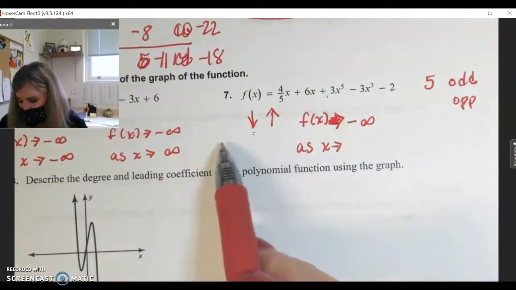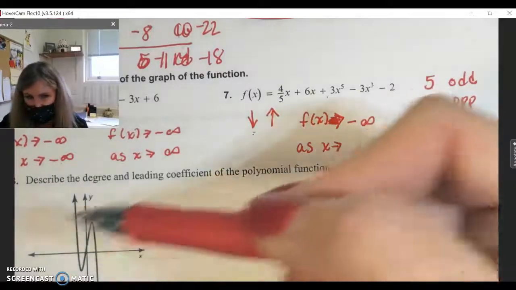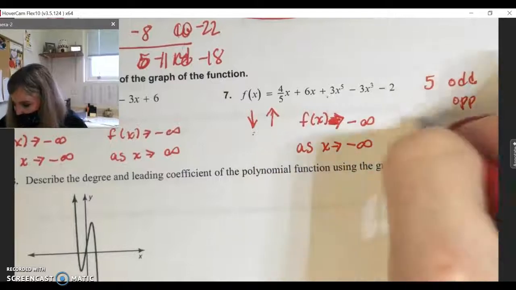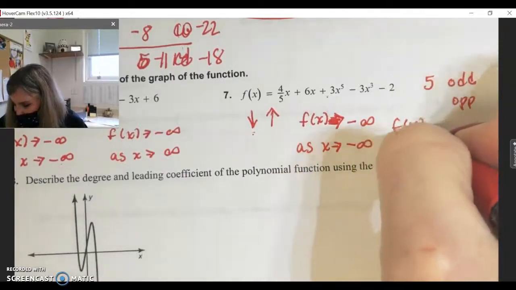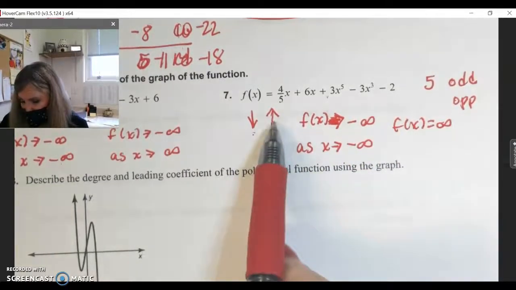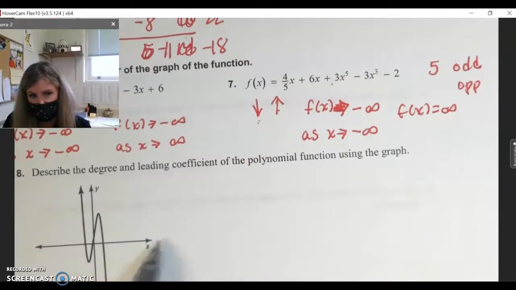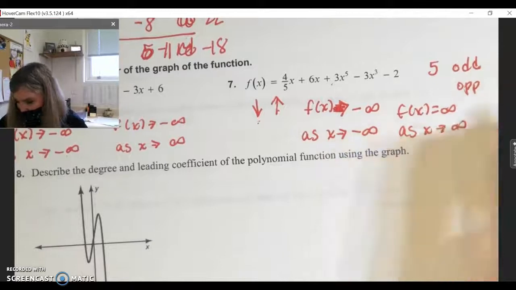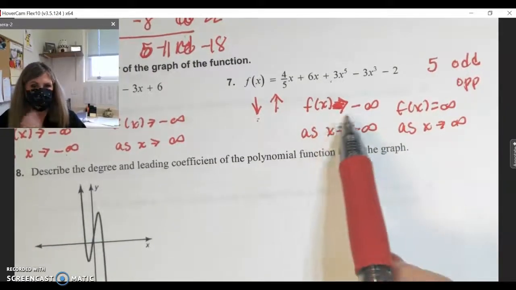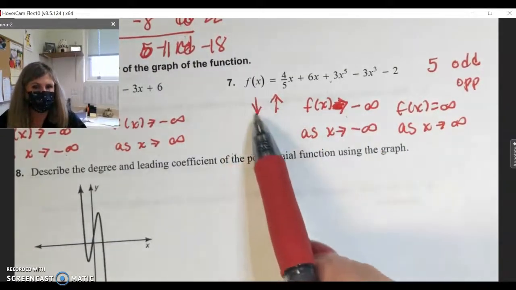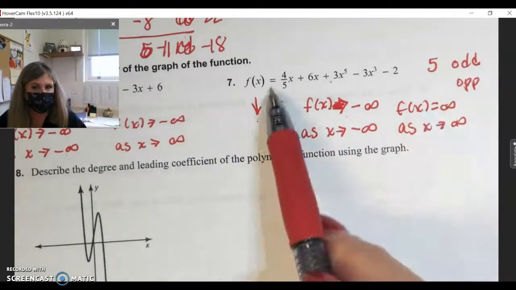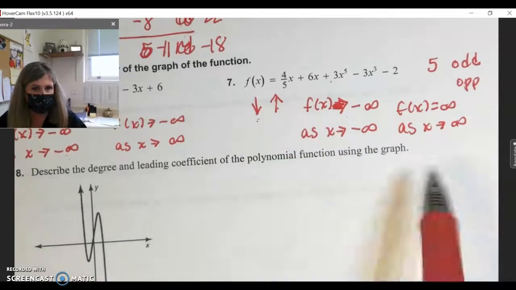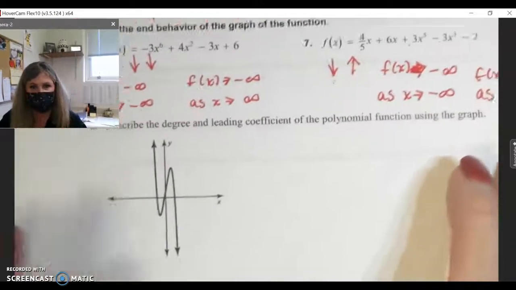This is the beginning, so this would be as x is going that way. What's that for x? That's negative infinity. And f of x is going to positive infinity. This is this end. Right, as x goes to positive infinity. So this is saying y is going down at the beginning, y is going up at the end. You always have, this is when x is going that way, this is when x is going that way.